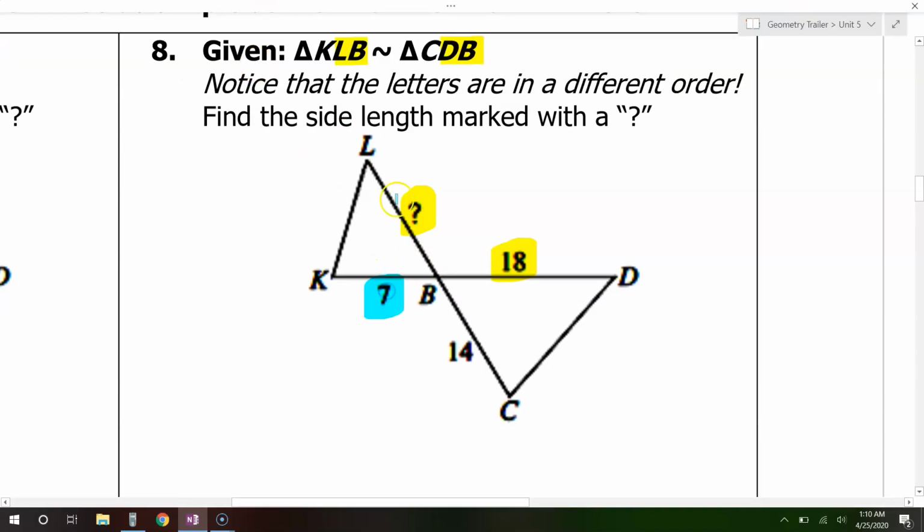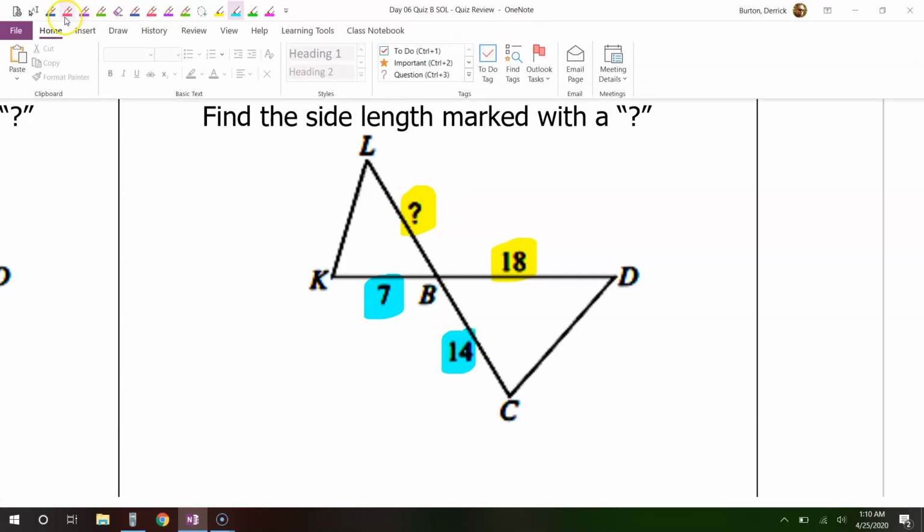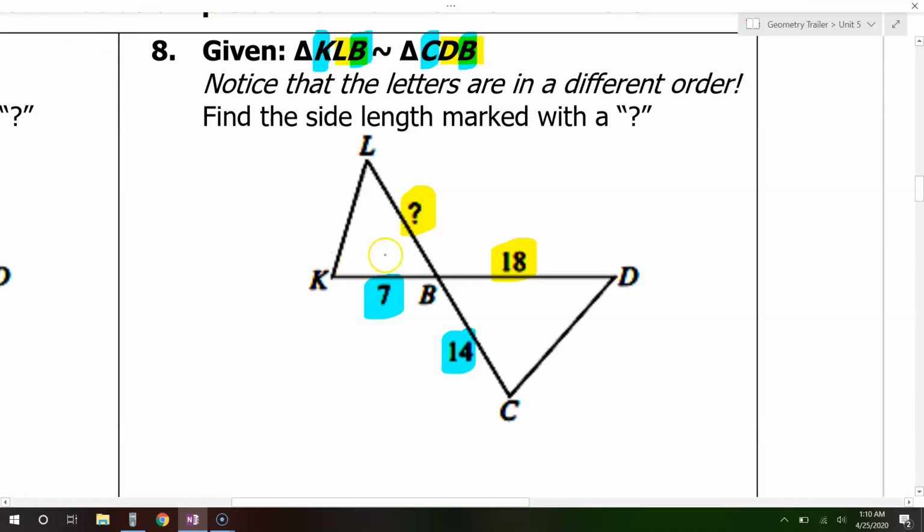Okay, looking at KB, which is at the beginning and the end, that corresponds with CB. And here's CB right here, so these are corresponding sides. All right, so again, you want to pick one triangle to be new and one triangle to be old. It doesn't matter which one is which, but set up your equation in the form new over old equals new over old.